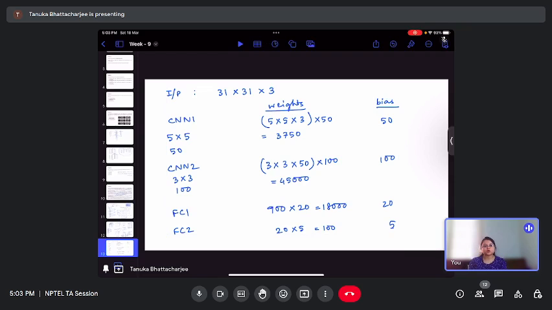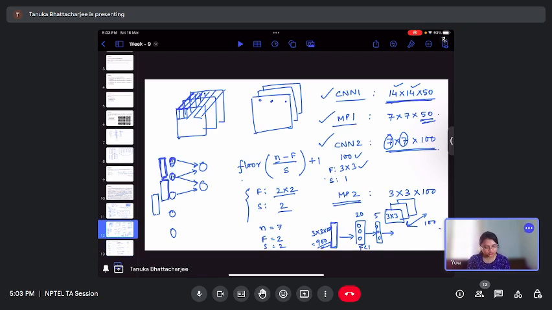So, these were the problems that I planned for today. If there are any doubts, we will discuss that. Ma'am, that FC1 calculation once again. Which one calculation? FC1. Okay. So, this FC1 is after this max pooling 2, right.